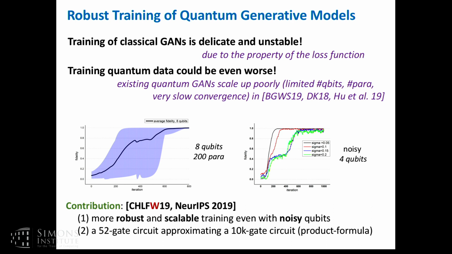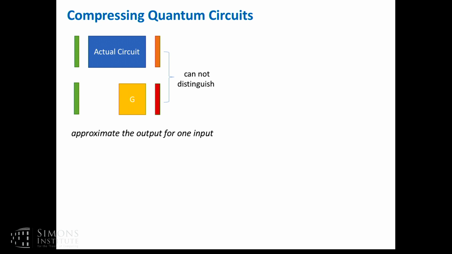There's another application which seems surprising: we can use this kind of generative model to compress quantum circuits. We have an example showing that a 52-gate circuit can approximate a quantum Hamiltonian simulation circuit of over 10,000 gates using a product formula. Let's talk a little bit more about that.